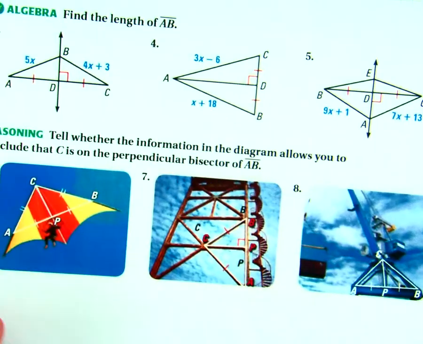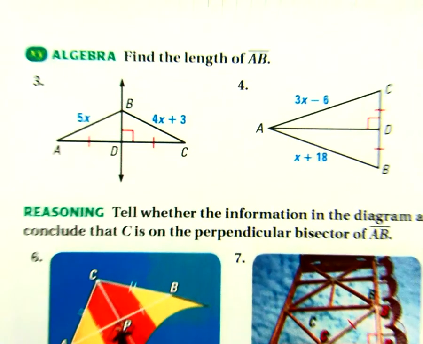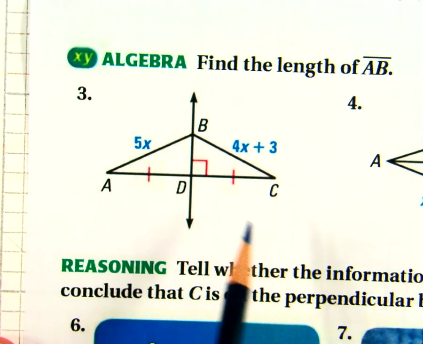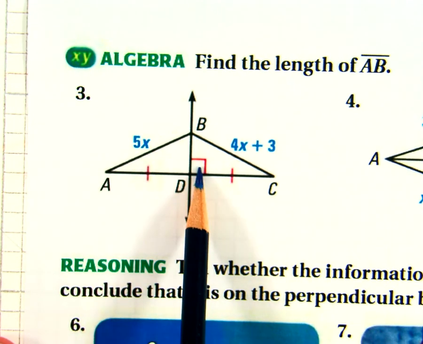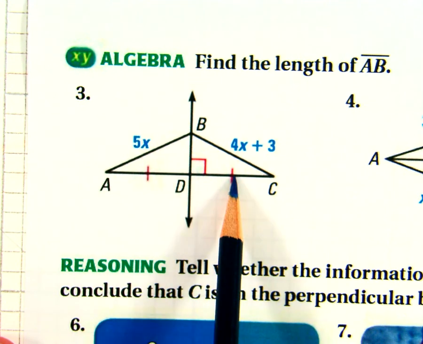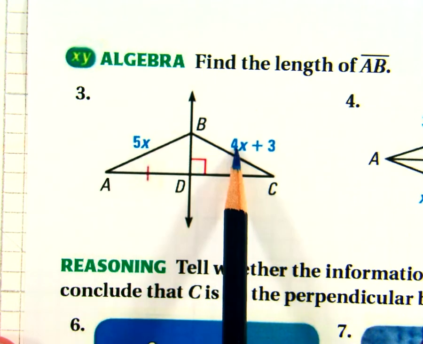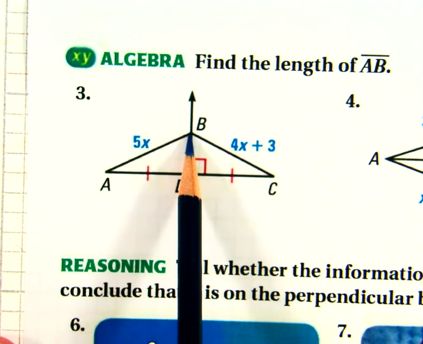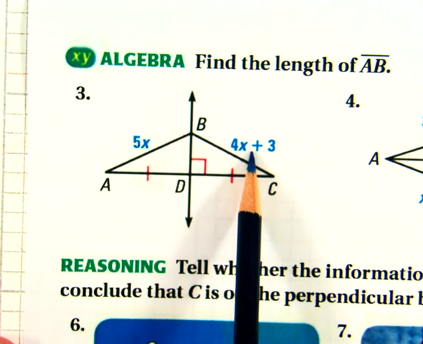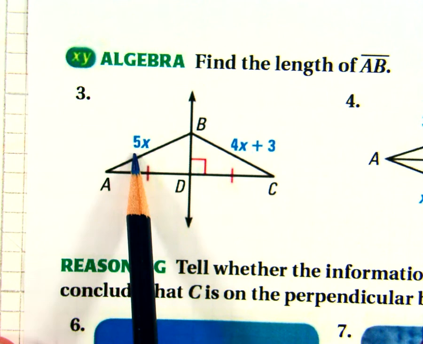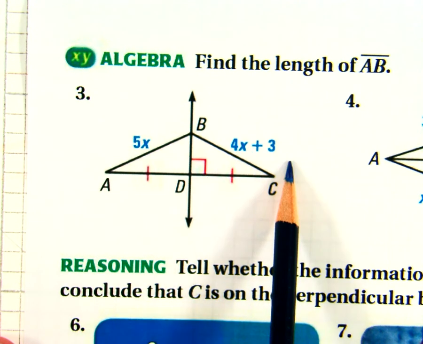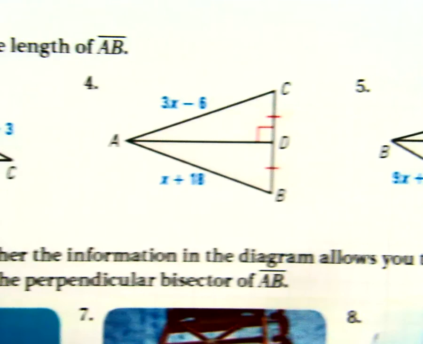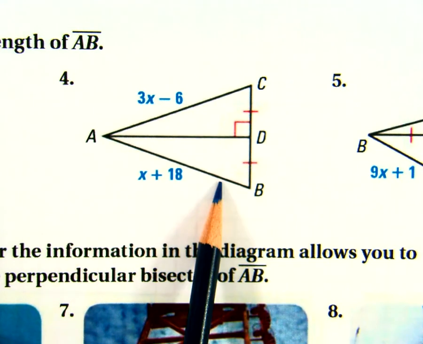Here's a couple of examples of how this will work. Perpendicular bisector theorem converse. Notice if you have that it's perpendicular and that they're equal, therefore it's a bisector. That means that the distances from the endpoints to the perpendicular bisector are congruent. So to solve this, you can say 5x equals 4x plus 3, and that's just first month of algebra, you can solve that one.